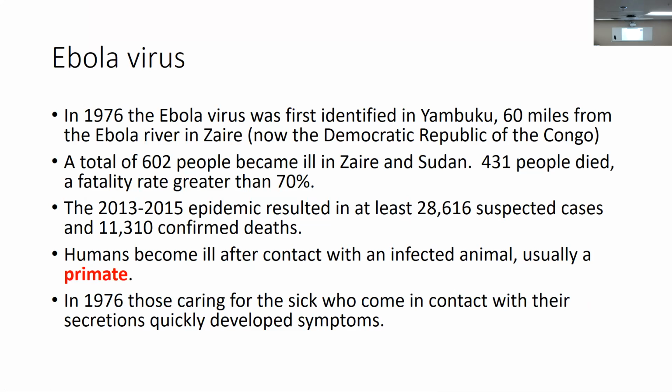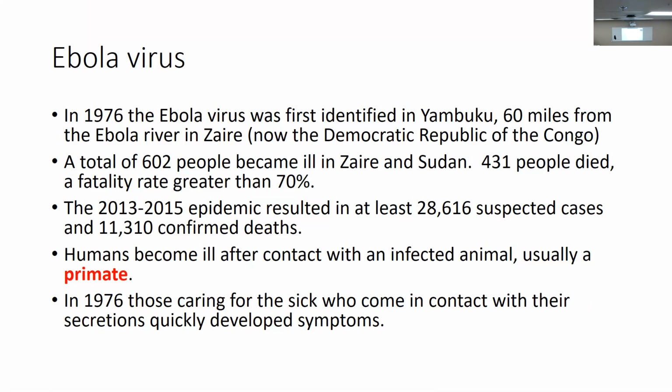In 1976, the Ebola virus was first identified in Yambuku, 60 miles from the Ebola River in Zaire, now the Democratic Republic of Congo. 600 people became ill, 430 of those died, a 70% fatality rate.